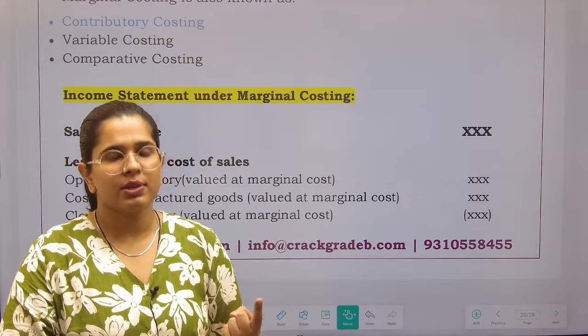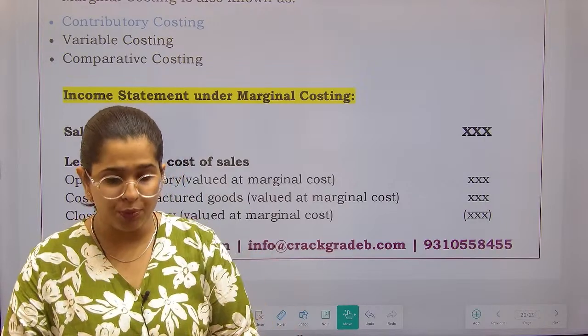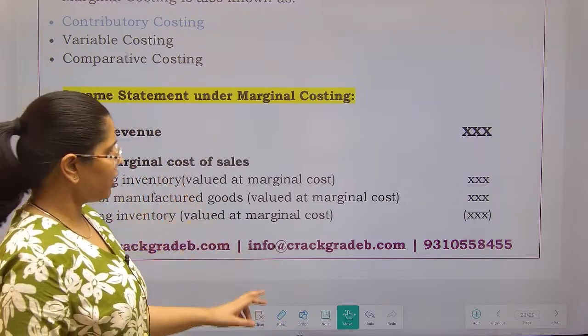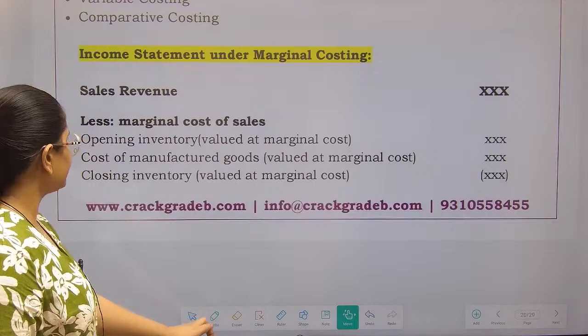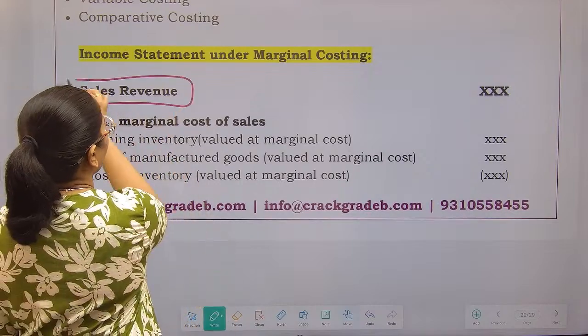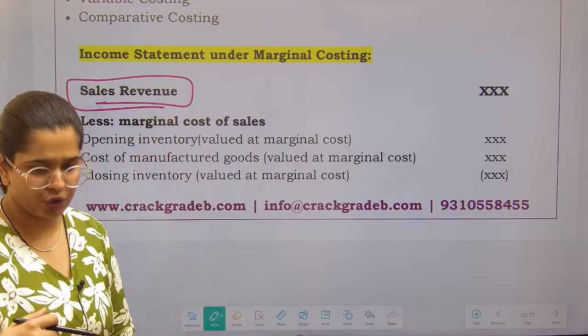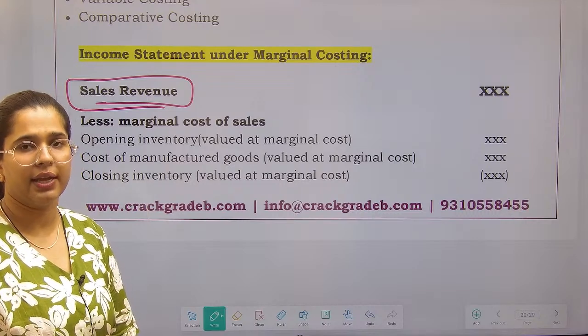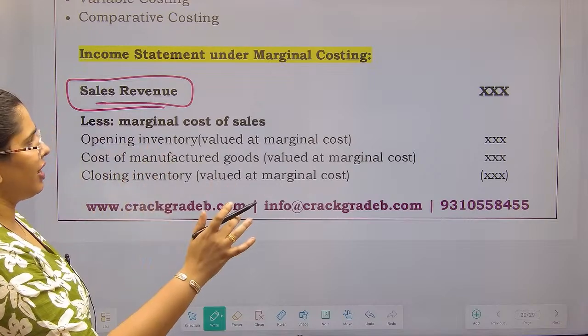One difference you should understand is what the difference is between marginal costing and absorption costing. So let's see the framework of it. In marginal costing, you see, this is my sales revenue, right, and I want to find out contribution. One day somebody was asking me what the difference between contribution and profit is, right? So first of all sales revenue will be written.